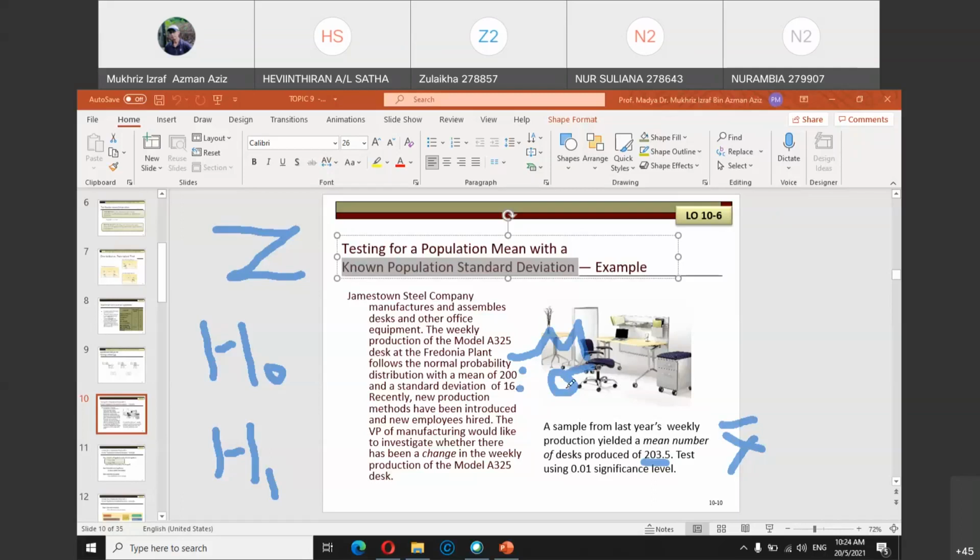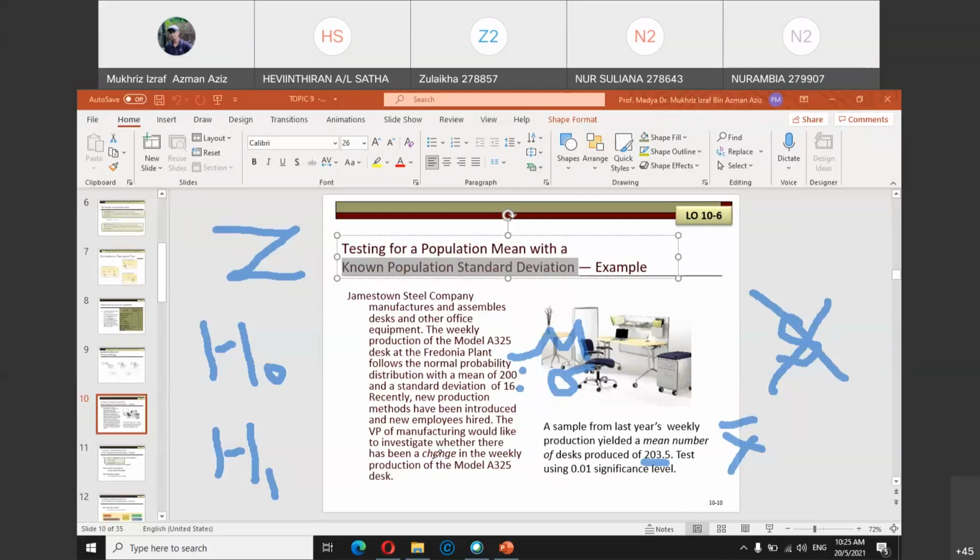Meaning we use the notation population sigma, not the S. S refers to the sample standard deviation. So the information in this sentence refers to general information from the population. This is what they know. The company claimed that the mean is 200. They can produce 200 desks, with a standard deviation of 16.